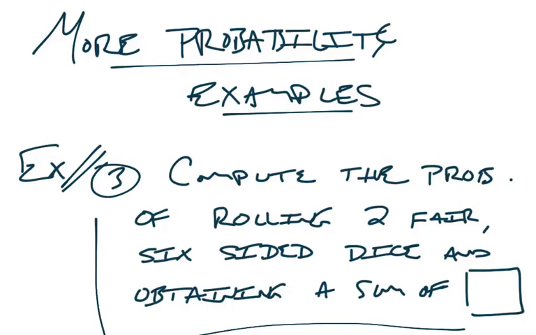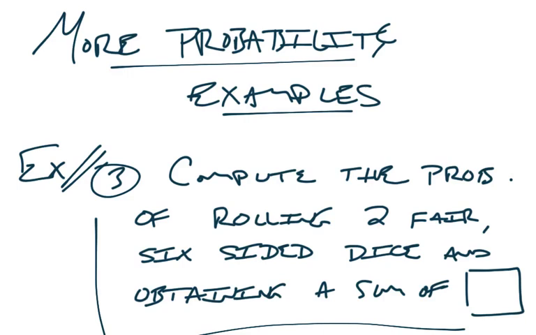Alright, so I want to move on to slightly more complicated examples. Let's ramp up that last one. The last one we did in the last video was the probabilities surrounding a fair six-sided die.